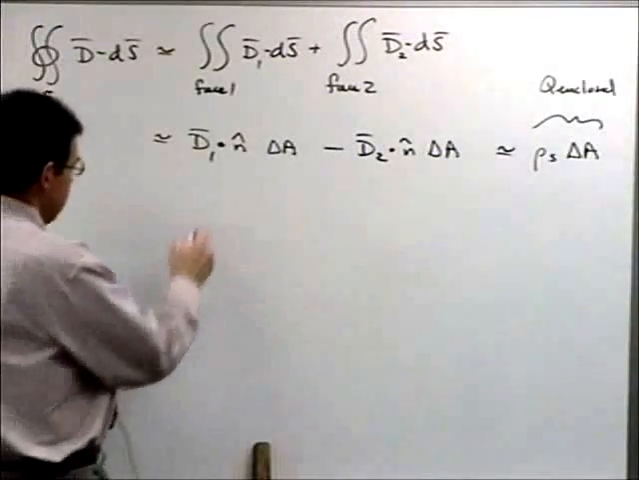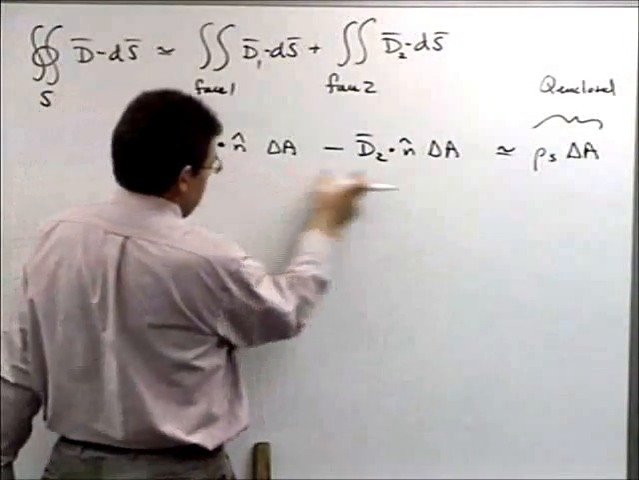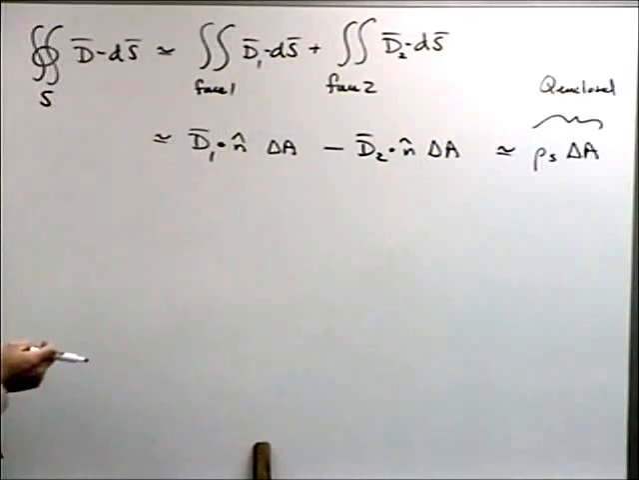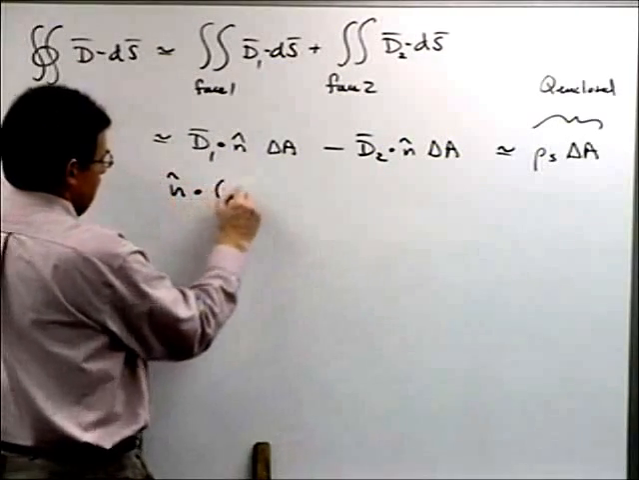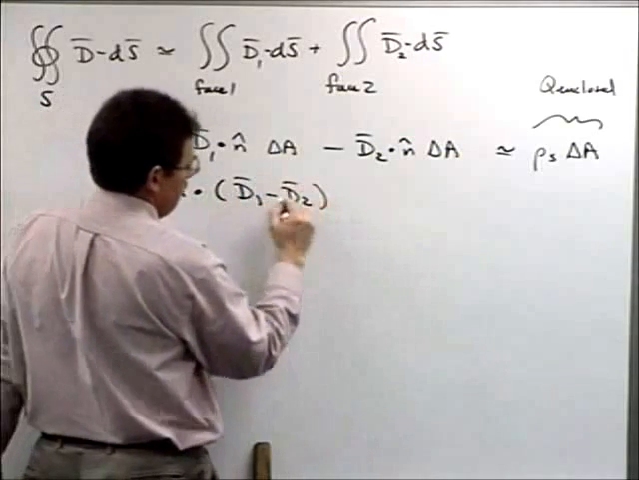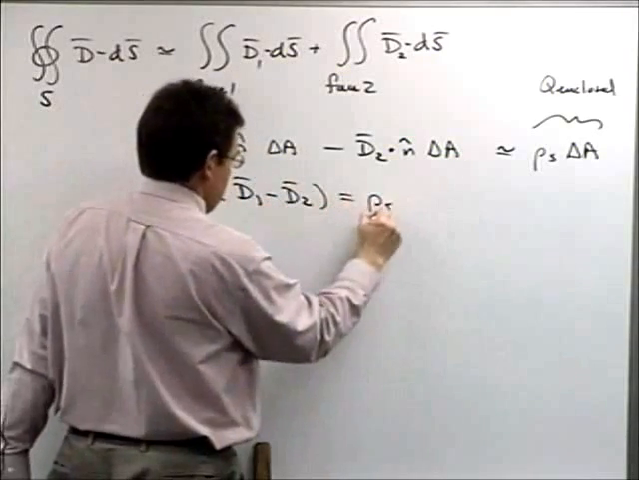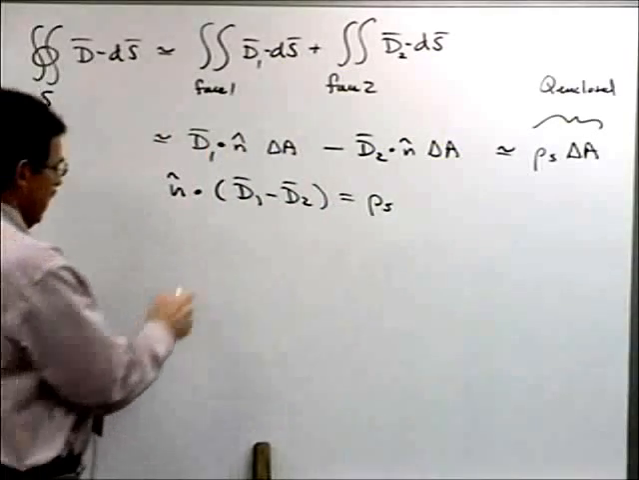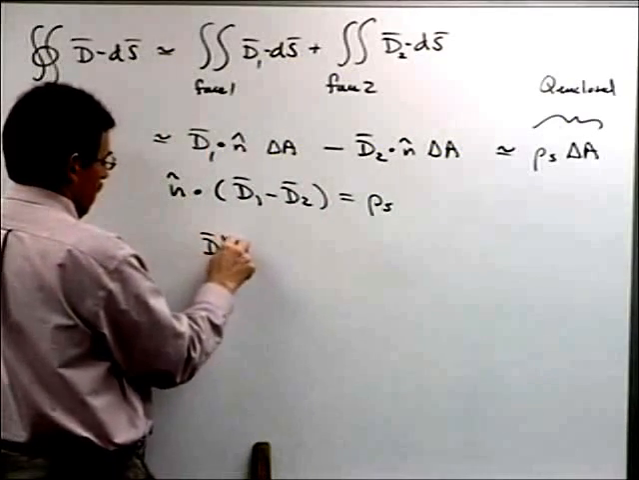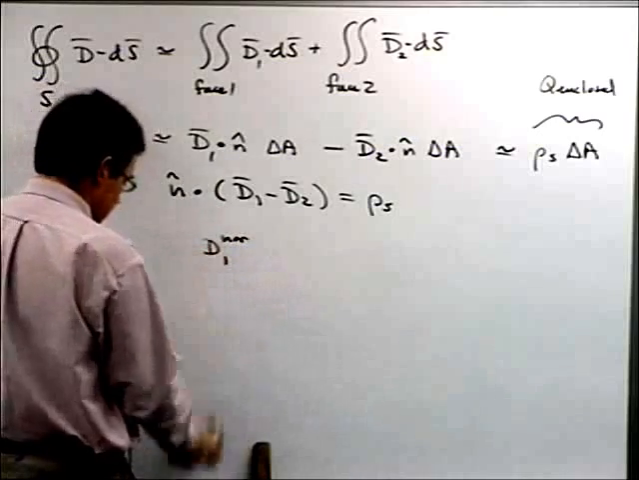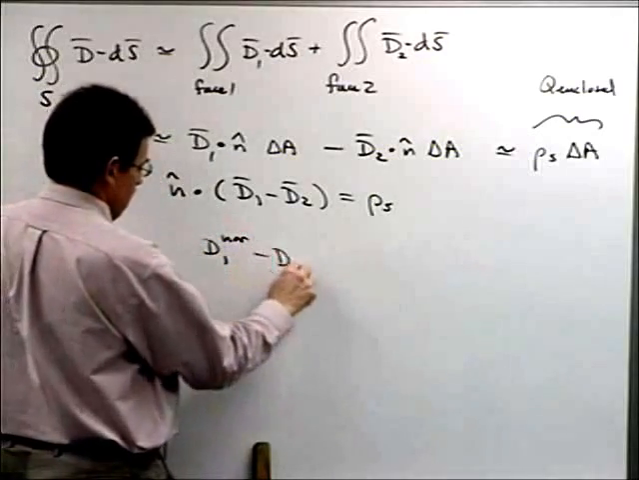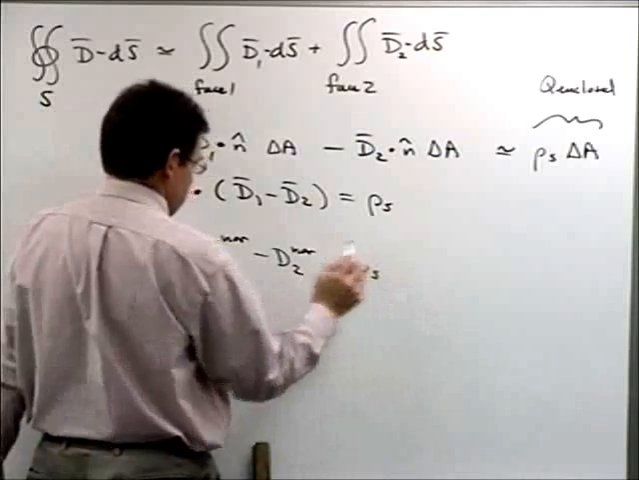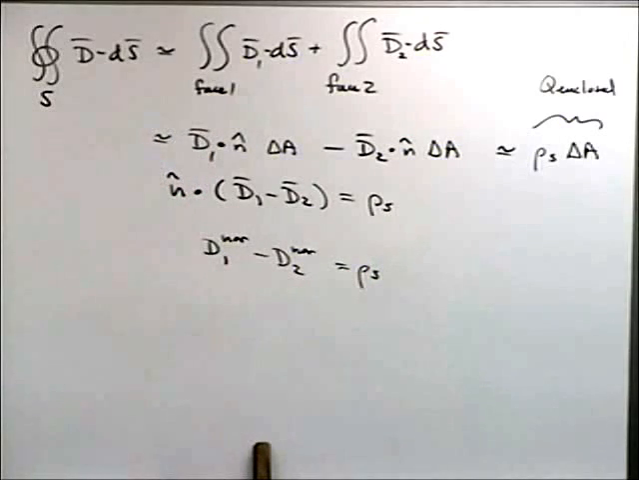So what this says is that we basically have a normal component of the field here and here. If we divide through by delta A, this says that n dot (D1 minus D2) is equal to rho sub s. Or you could write it as D1 normal, really, D1 normal is a scalar, so I'll drop the vector sign, minus D2 normal equals rho sub s, or you could put the normal as a subscript if you want to do it that way. So that becomes the general condition.